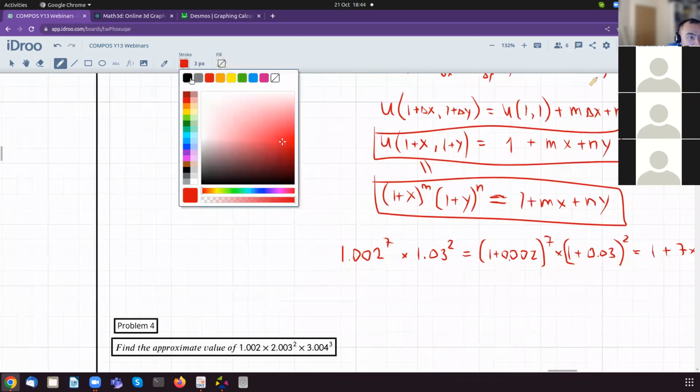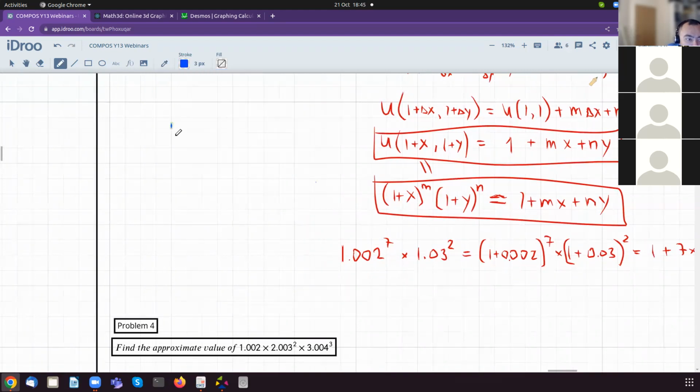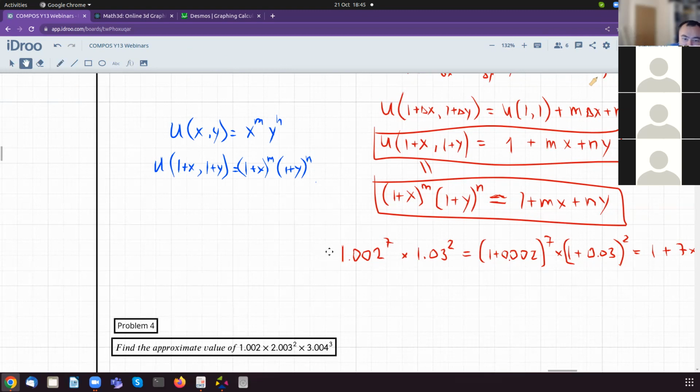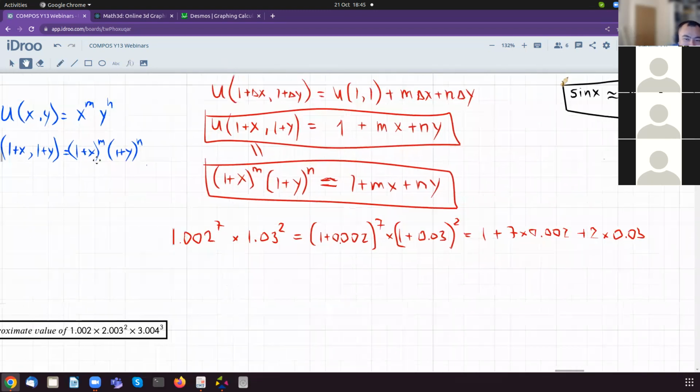Well, remember, we said that u of x, y is x to the power m, y to the power n. So if we replace x with 1 plus x, and y we replace with 1 plus y, we get 1 plus x to the power m and 1 plus y to the power n. Okay, right. Yes, I will recap. Sorry, this is quite complicated stuff.